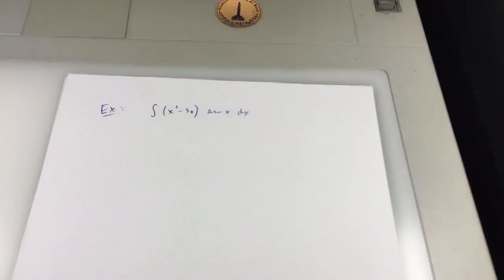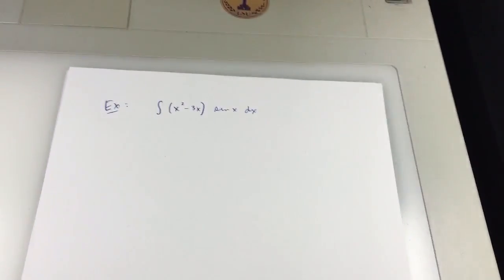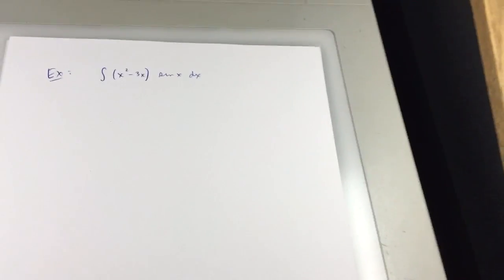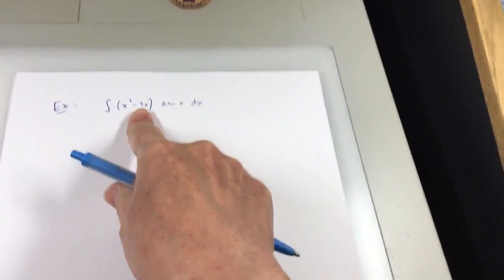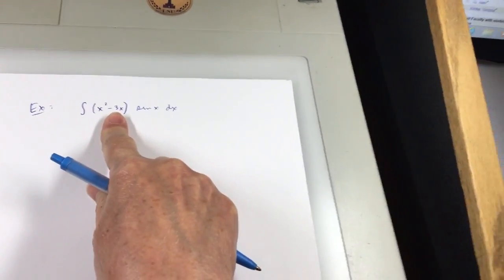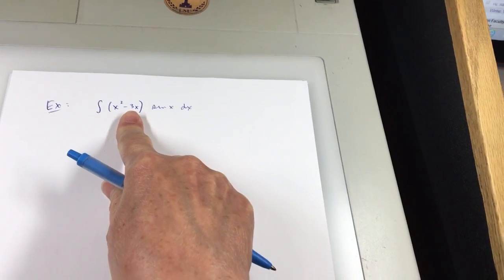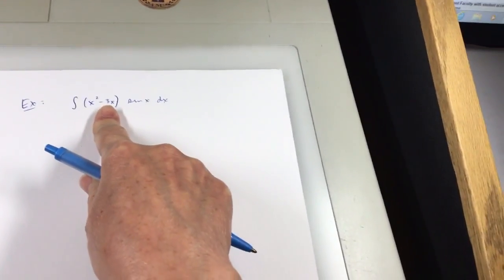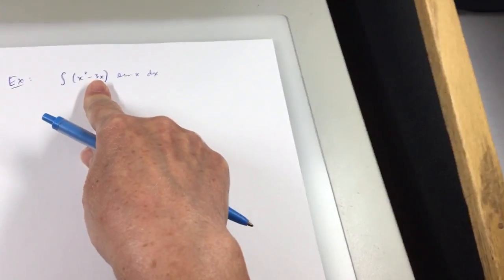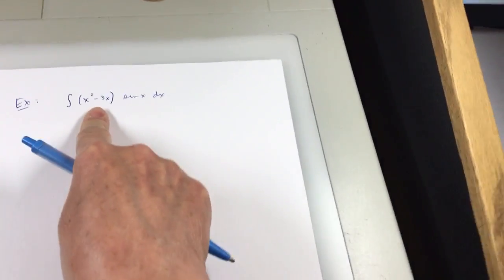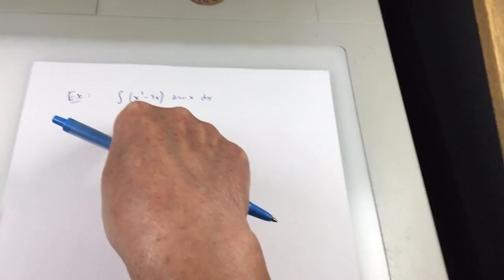Okay, so I need to figure out what's going to be u, what's going to be dv. A lot of times, if you have some polynomial type expression in the problem, that's probably going to be u. Now, you hear my words? Probably. I can think of an example where that's not the case. But that's a good guess for you right there.